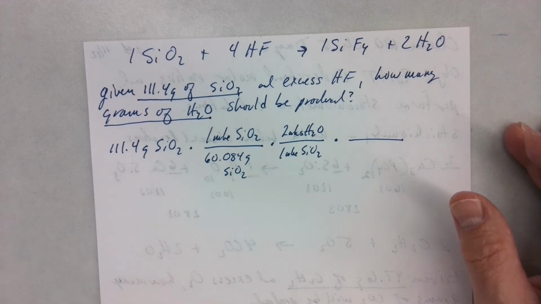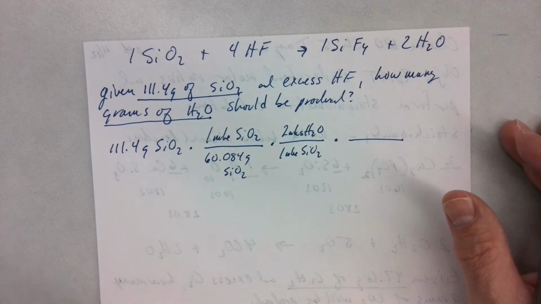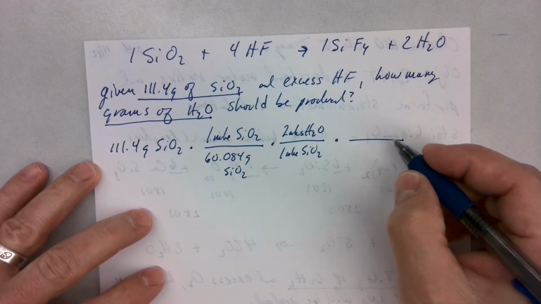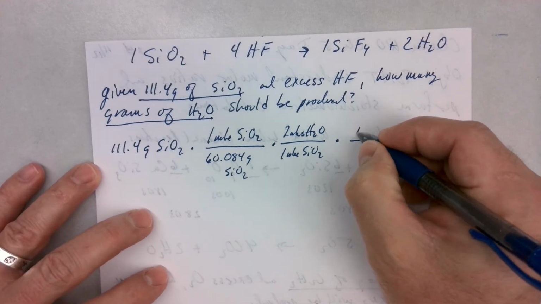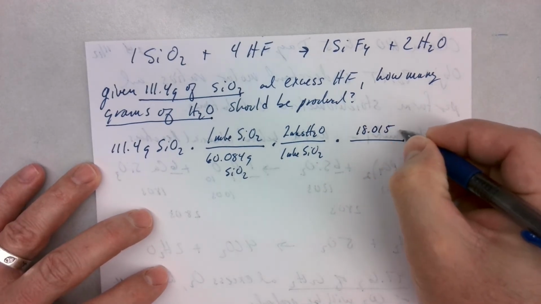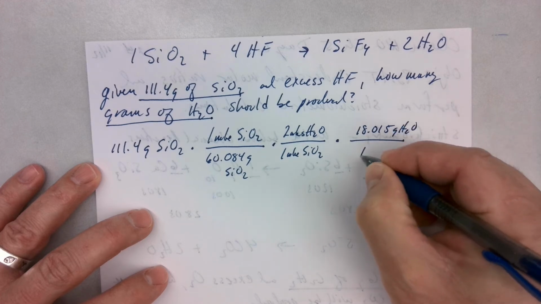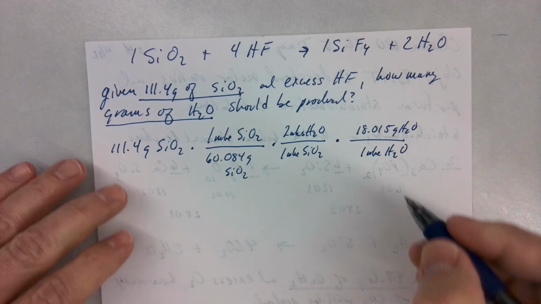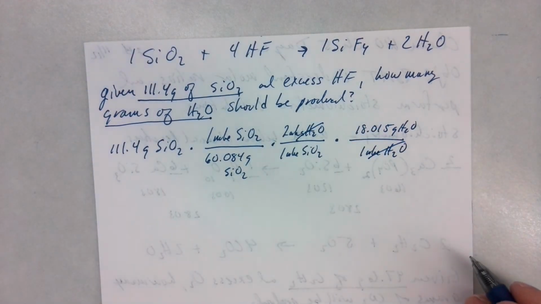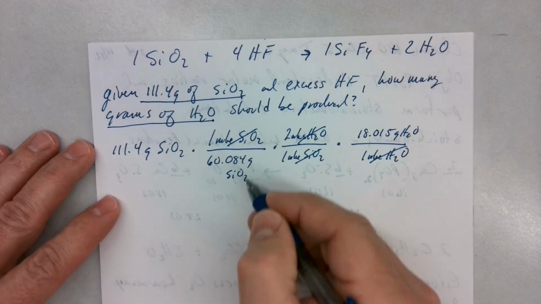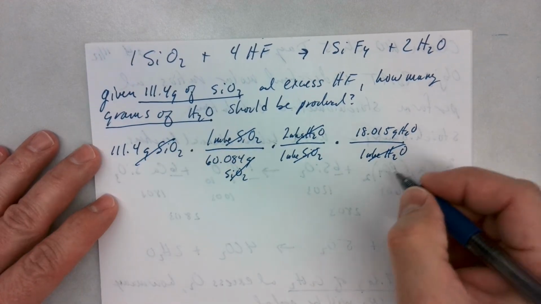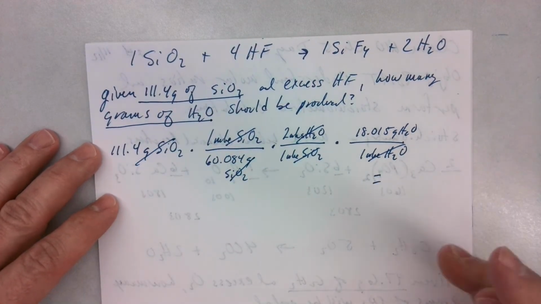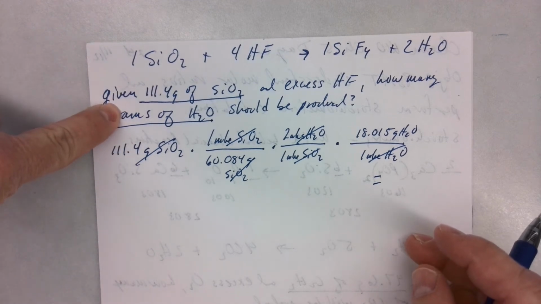So now I've got to do what? Now I've got to go back to grams, but now I'm going to use the molar mass of H2O. And what's it going to be? 18.015 grams of H2O for every 1 mole of H2O. Now watch what happens. My moles of H2O reduce out. My moles of SiO2 reduce out. My grams of SiO2 reduce out, leaving me in grams of H2O, which is what it asked me to find.